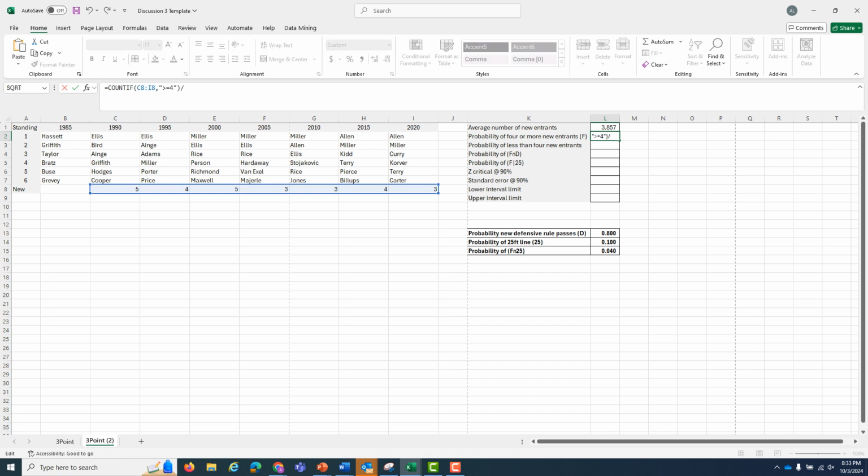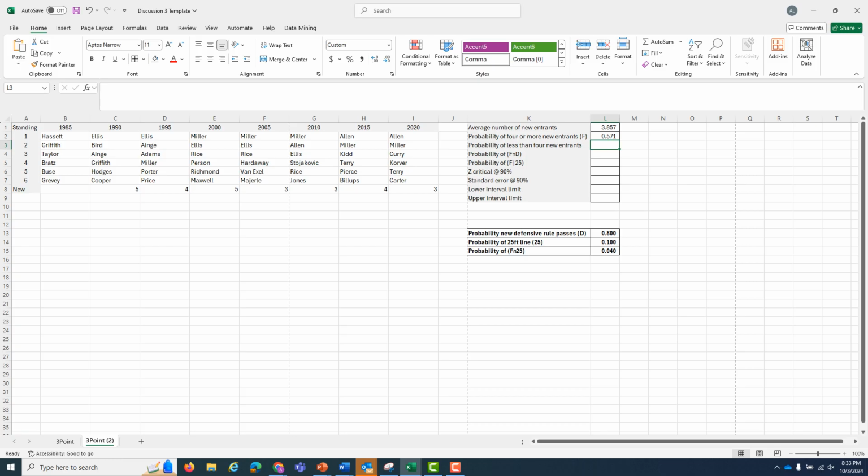So I need to divide that by how many there are. And I can just use the COUNTA function one more time to grab all that information, C1 and through C8 through I8. And I got the same probability right now, 0.571. Either way is fine with me.